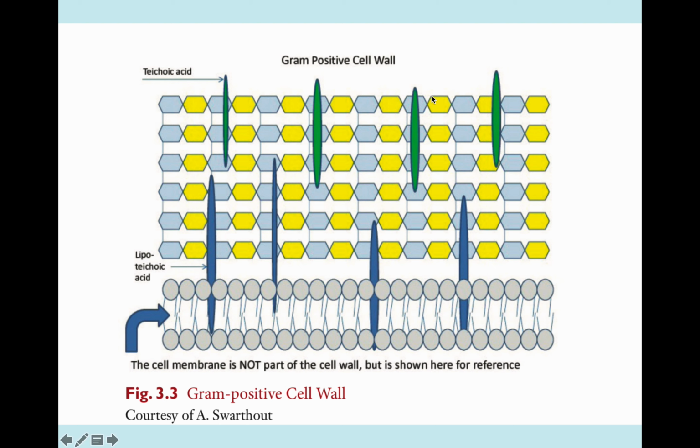This is the image found in our book again for gram-positive cell walls. There are thick layers of peptidoglycan, the lipoteichoic acids anchoring it to the cell membrane, and then the teichoic acid. So again, the cell wall is located outside of the cell membrane.